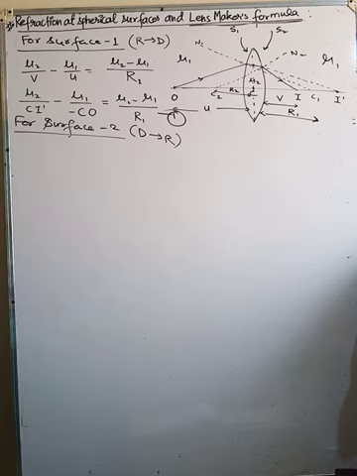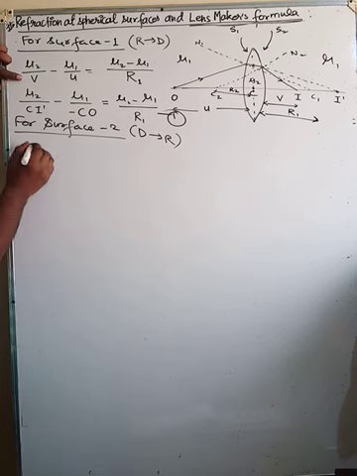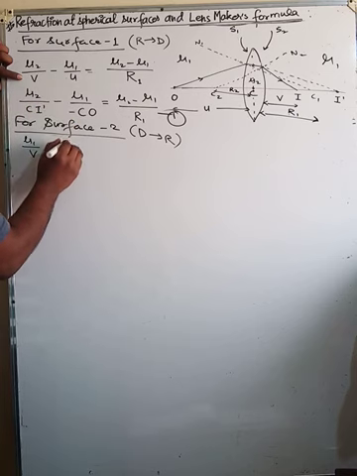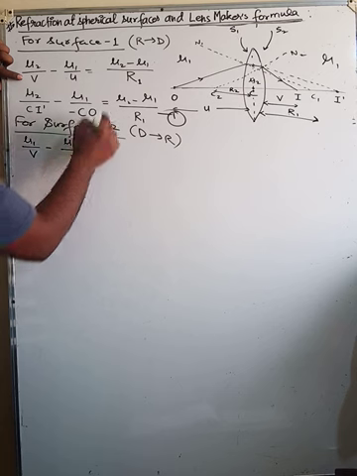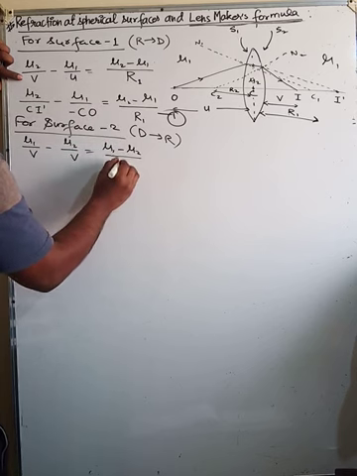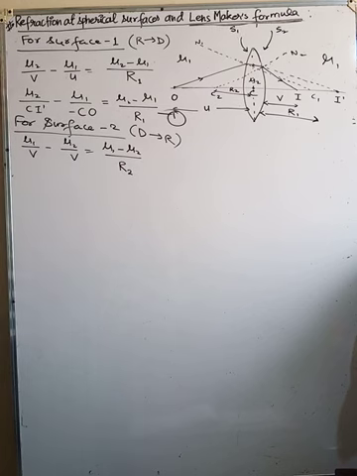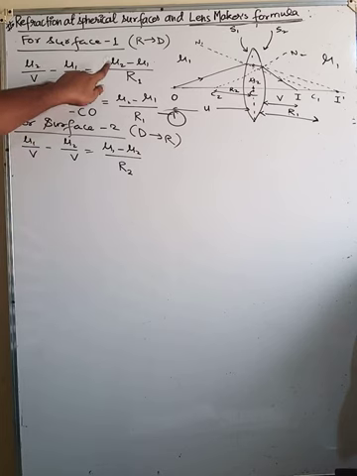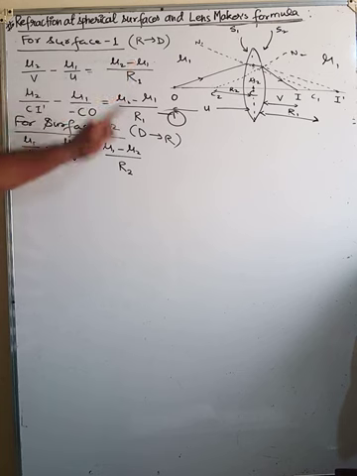We will replace mu1 by mu2 and mu2 by mu1. That's all. So we write mu2 by V is equal to, similarly here also, mu1 minus mu2 upon R2. Again observe. We replace the original equation: in place of mu2, we write mu1, and in place of mu1, mu2. Here also mu2, mu1, mu1, mu2.